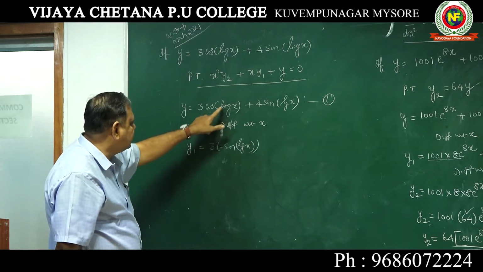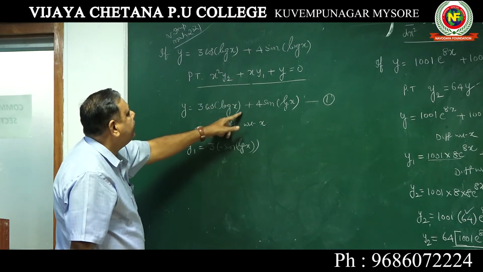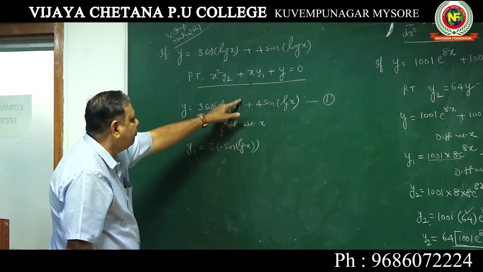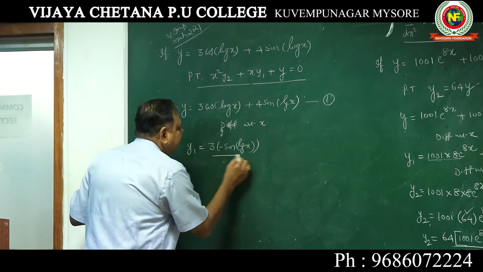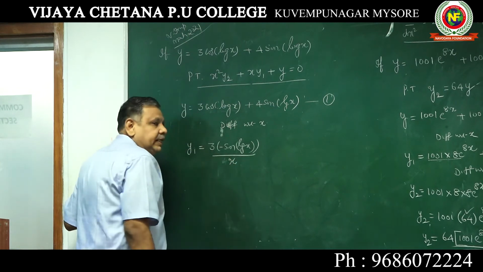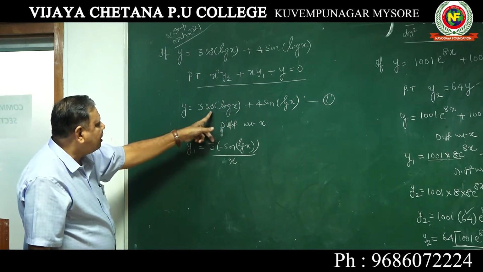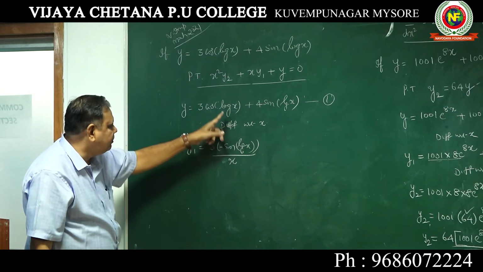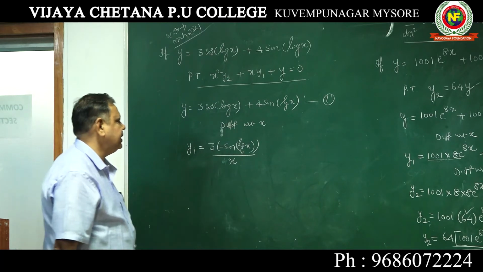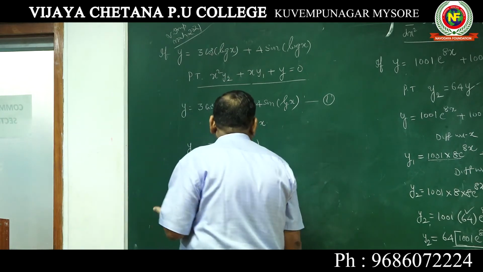Cos log x, cos x is sin x, into d by dx of log x. Very important, I am putting directly x, again I will explain, it is a chain rule. 3 minus cos x differentiation, minus sin x into d by dx of log x, that is 1 by x. The differential quotient of log x is 1 by x.